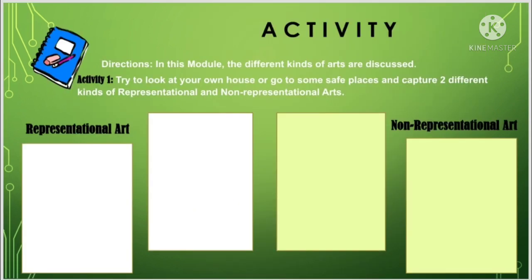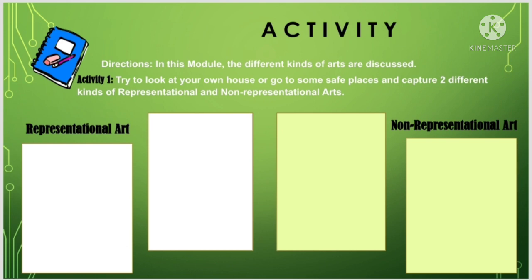Okay? This is your activity class. So the direction. In this module, the different kinds of art are discussed. Number one, try to look at your own house or go to some safe places and capture two different kinds of representational and non-representational arts. So there are artworks na makikita nyo dyan. So, please be observant and then use your eyes to see those artwork. Maghanap kayo. Okay? That is activity one.